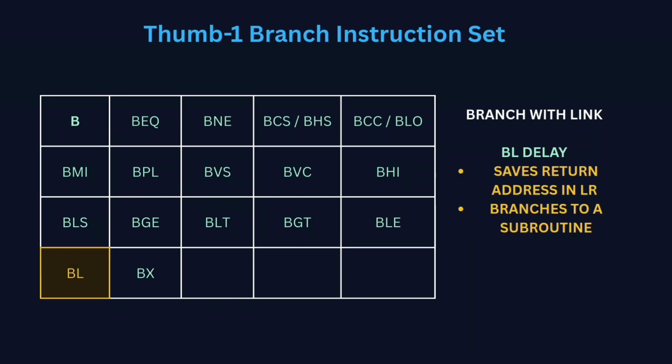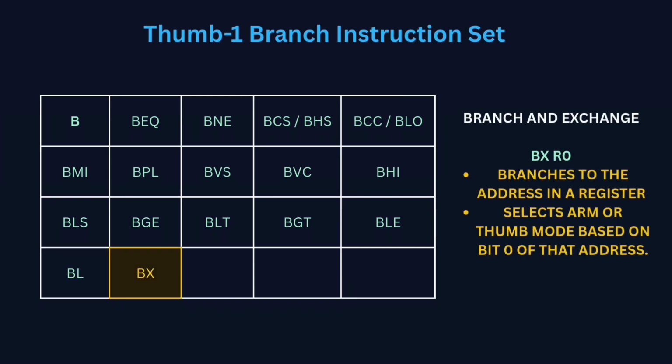BL is used for function call. It will branch to a subroutine and simultaneously save the return address in the link register. The called function later returns using the instruction BX followed by LR or an equivalent return sequence.